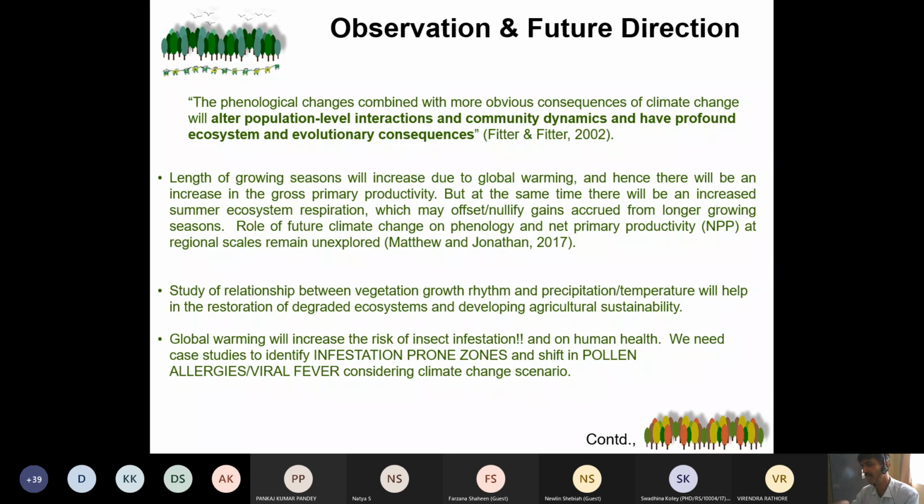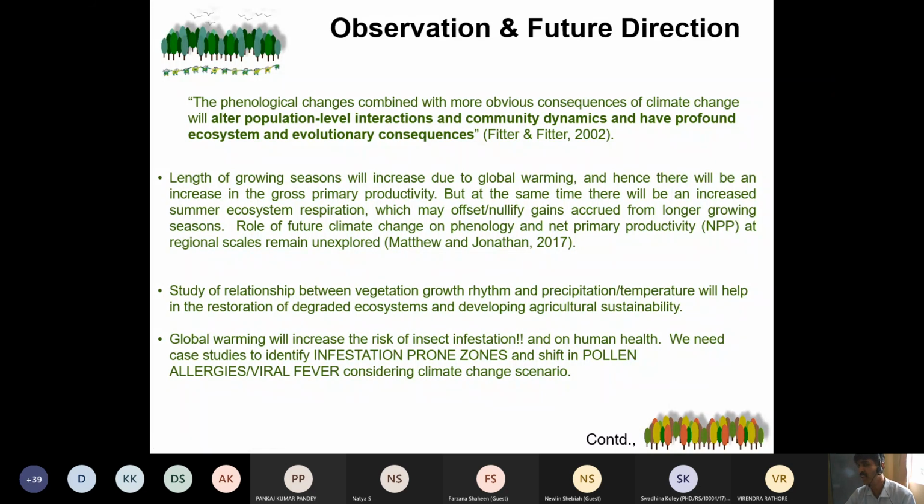So there is both a nullification effect as well as an inducing effect, which need to be computed and analyzed at different locations. That will be related to net primary production. This is what Mr. Matthew and Jonathan said.